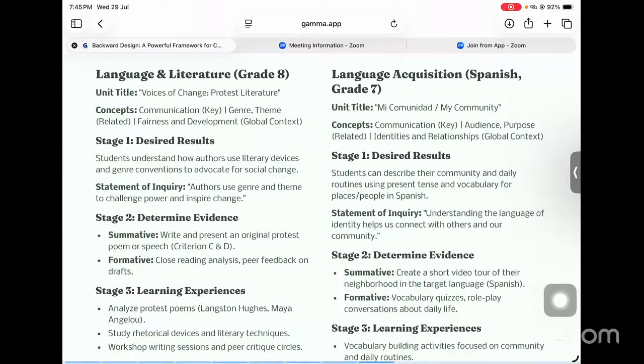So if that is my learning objective, then what will be my summative? I would think about that. My summative is writing and presenting an original protest poem or speech. Criterion C and D, and my formative would be close reading. And I will look at, what should be my statement of inquiry? Authors use genre and theme to challenge power and inspire change. So if that is the statement of inquiry, you can see that there is a direct link between the statement of inquiry and my summative assessment, right?